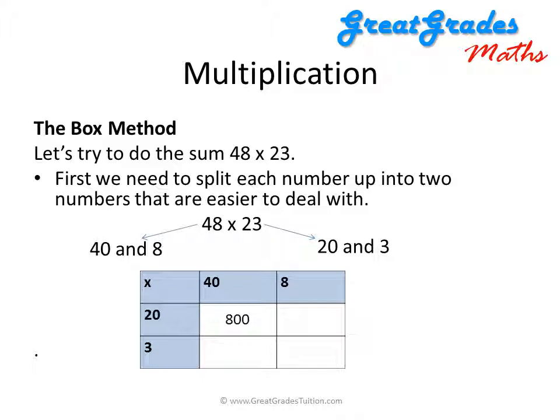So 40 times 20 is equal to 800. Then 40 times 3, well, that's 120. 8 times 20, well, that's 160. And then 8 times 3 is 24. Now once we've done all of this, what we have to do is we have to add them all up together. So 800 plus 160 plus 120 plus 24, and that equals 1104.